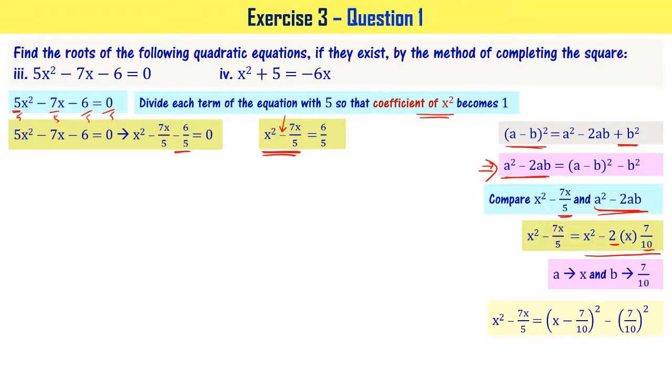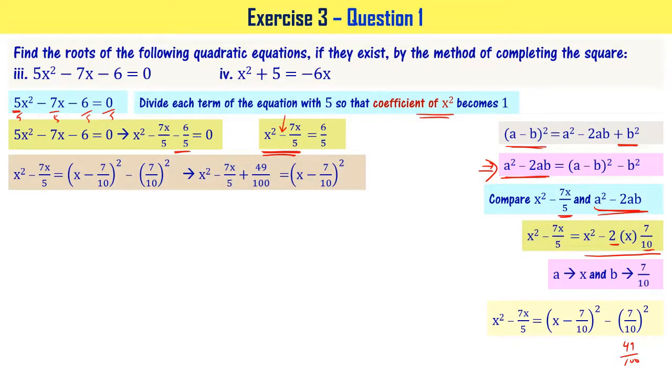7 by 10 whole square is 49 by 100, right? Now, let's take a note of this. And I can take this 49 by 100 to the other side, so that the equation is now written as x square minus 7x by 5 plus 49, right? You have x square minus 7x by 5 here, and I brought 49 by 100 this side, minus 49 by 100, so that it has become plus 49 by 100. So now that is equal to x minus 7 by 10 whole square.